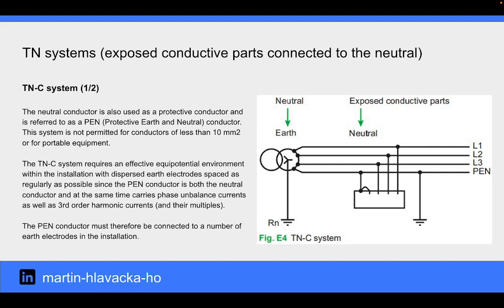This system is not permitted for conductors of less than 10 mm squared or for portable equipment. The TNC system requires an effective equipotential environment within the installation with dispersed earth electrodes spaced as regularly as possible, since the PEN conductor is both the neutral conductor and at the same time carries phase imbalance currents as well as third order harmonic currents and their multiples. The PEN conductor must therefore be connected to several earth electrodes in the installation.